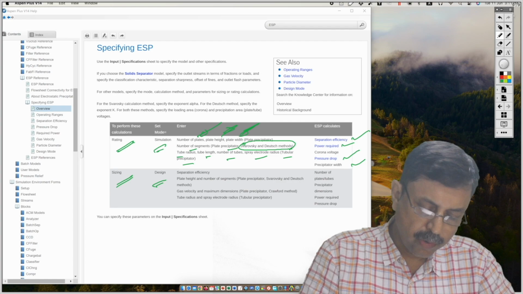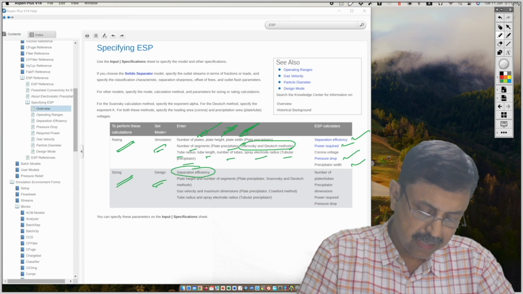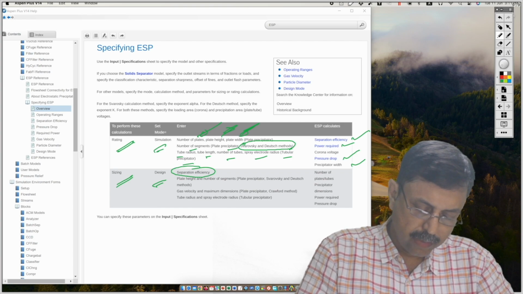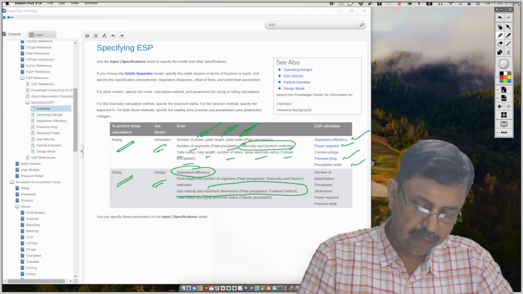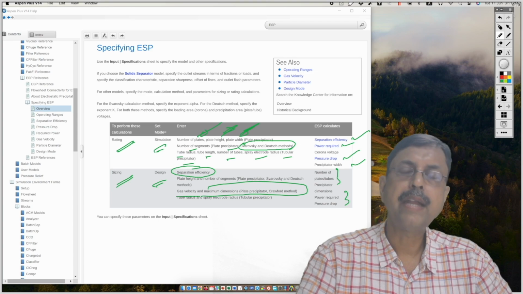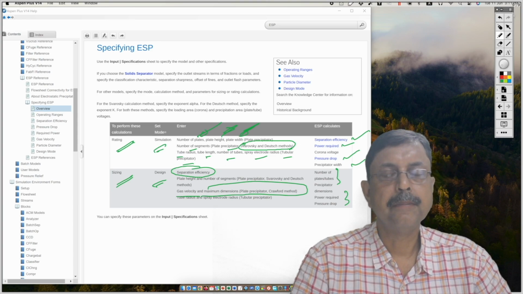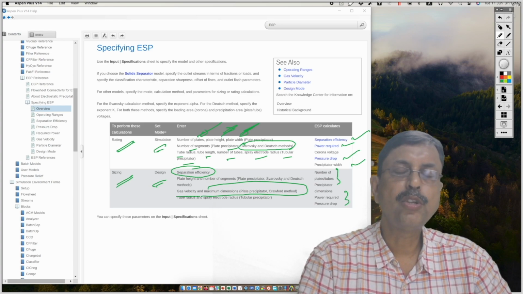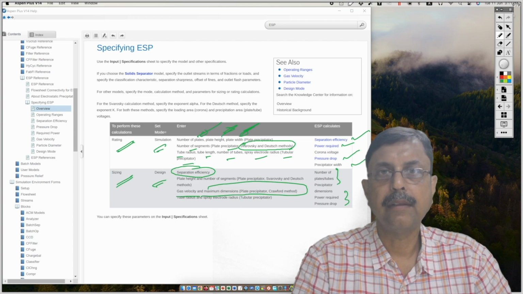In the design mode, you have to specify the separation efficiency that you want to achieve. And you have to specify the gas velocity and maximum dimensions of the precipitator, which will eventually give the number of plates and tubes of the precipitator, and the power and pressure drop required for that operation. So these are the simulation mode and design mode of operation of an electrostatic precipitator.